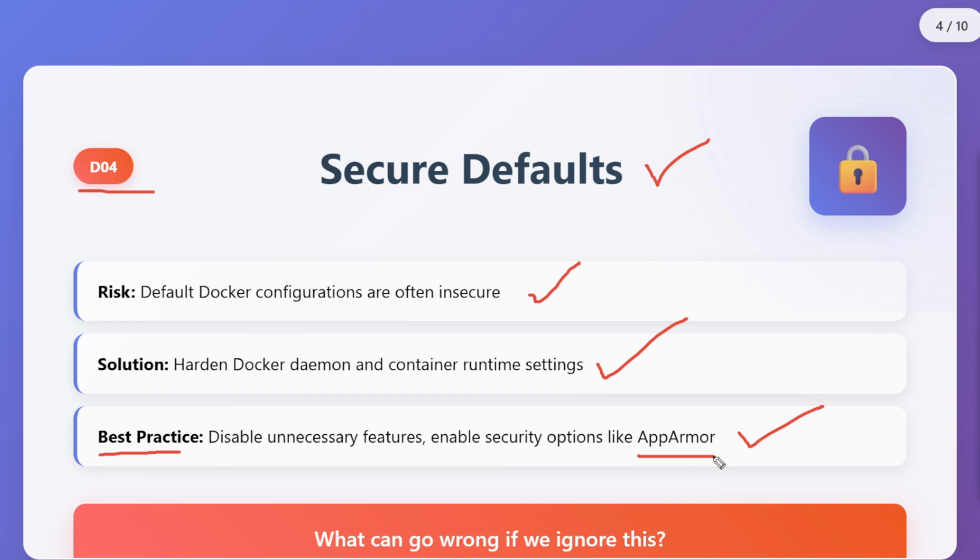And we need to make sure to turn off unnecessary features, whatever features we are not using. And we need to avoid mounting sensitive host directories. And what goes wrong if we ignore secure defaults is that leaving defaults untouched can expose your host to privilege escalation, container breakout may also happen, and unauthorized access to your ecosystem and existing resources will happen. Okay, and this is all about D04, which is secure defaults.